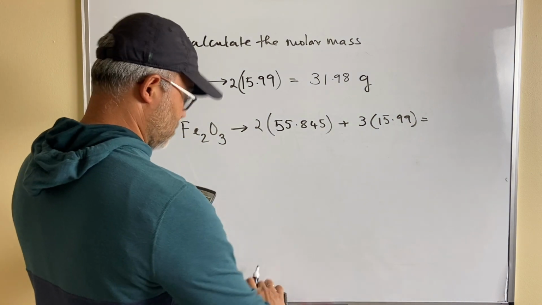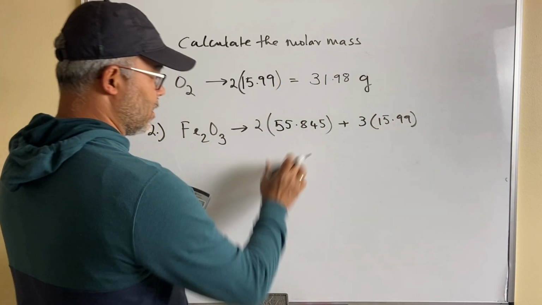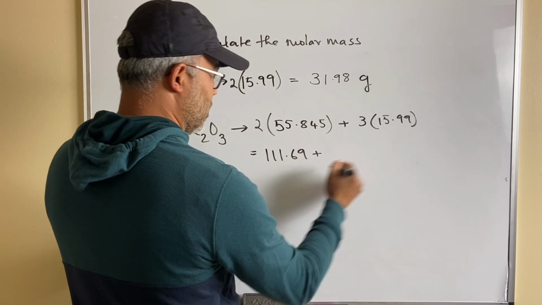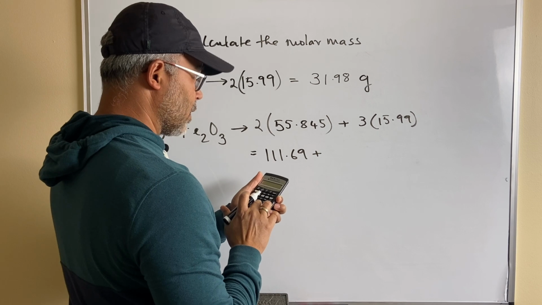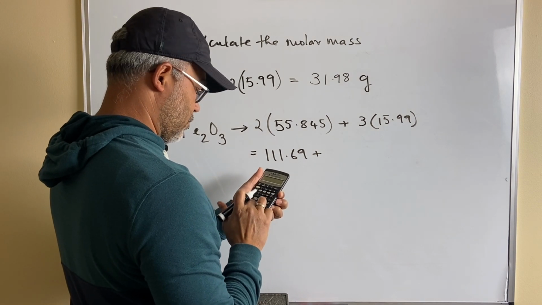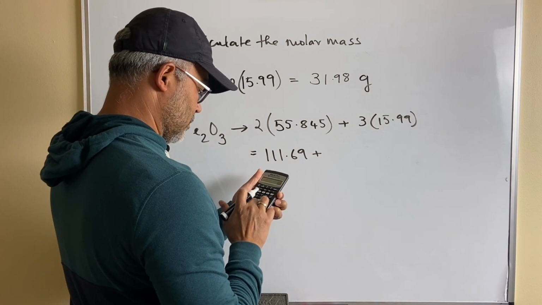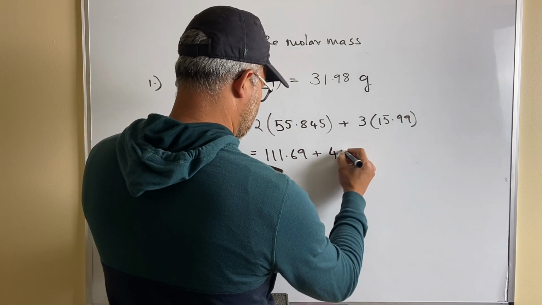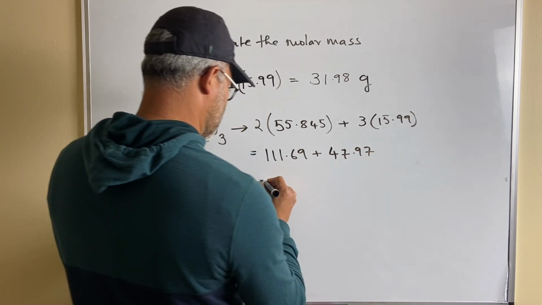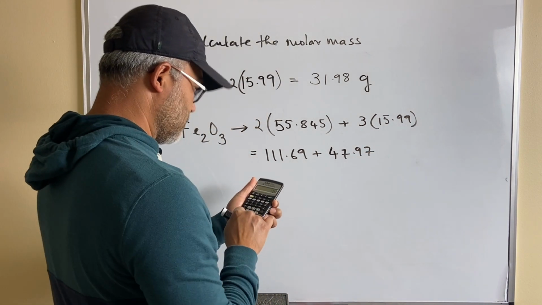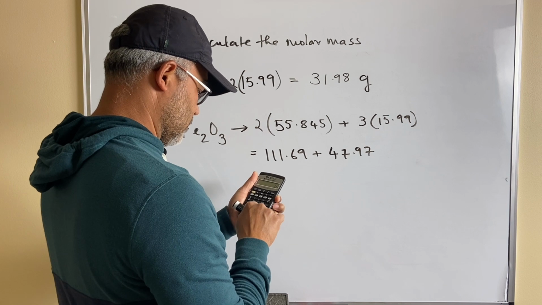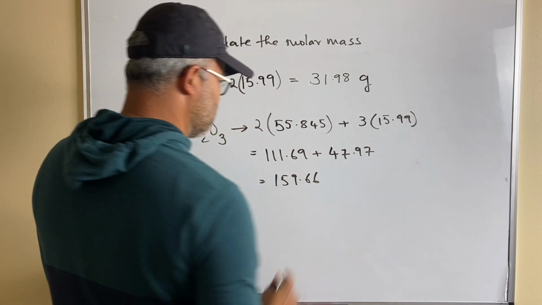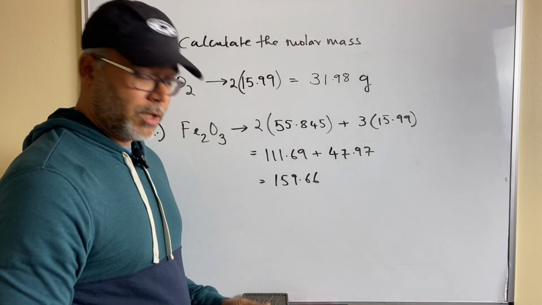So this entire first part comes out to be 111.69, and this one is 3 times 15.99, which is 47.97. Go ahead and add them together, and I get 159.66. You can correct for significant figures here.